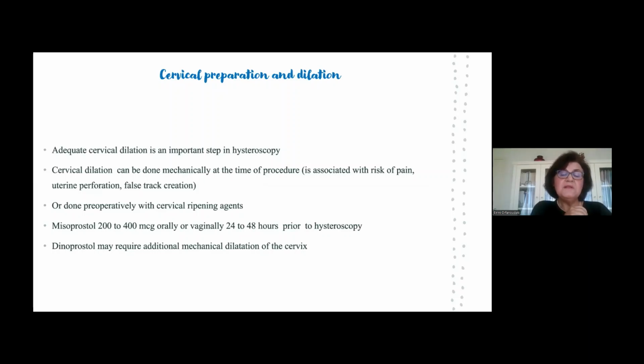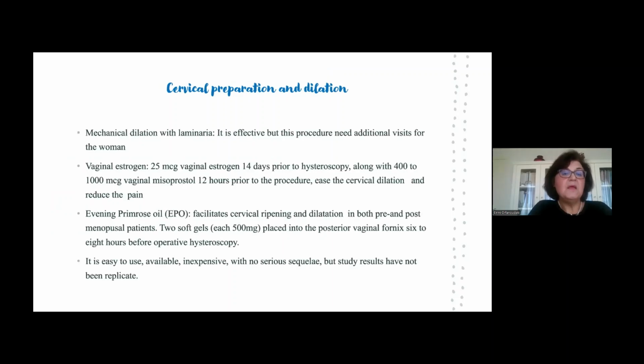Cervical dilation can be done mechanically at the time of the procedure, which is associated with risk of pain, uterine perforation, and false tract creation, or done preoperatively with cervical ripening agents. Misoprostol 200 to 400 micrograms orally or vaginally 24 to 48 hours prior to hysteroscopy. Dinoprostol may require additional mechanical dilation of the cervix. Mechanical dilation with laminaria is effective, but needs additional visits before the surgery.